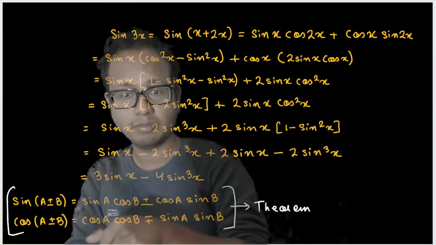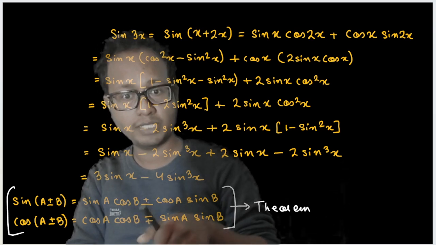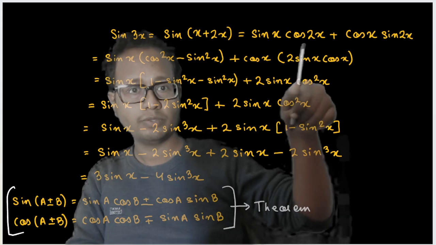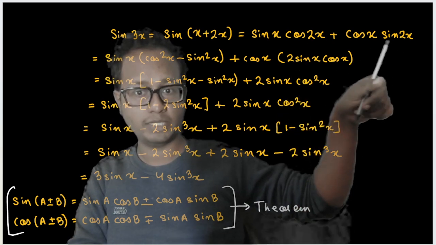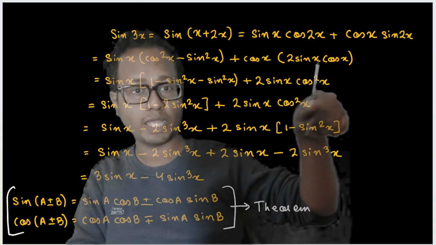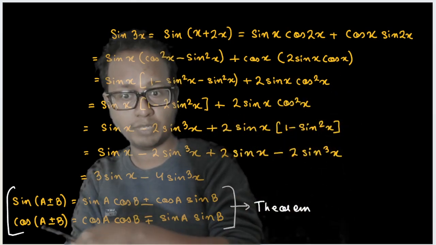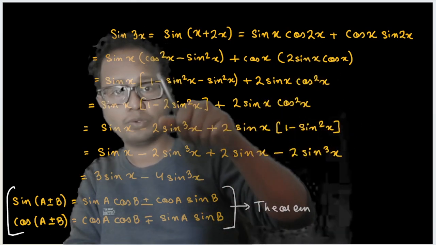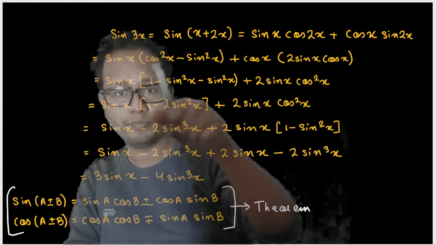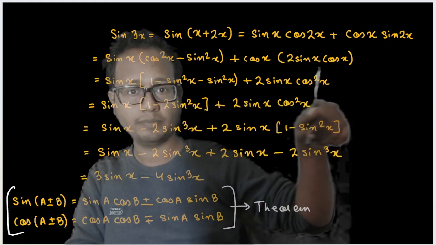sin(x + x) is nothing but sin x cos x plus cos x sin x, which is nothing but 2 sin x cos x. So 2 sin x cos x is nothing but sin 2x. If you use sin(x + x) here, you'll get sin 2x equals 2 sin x cos x. And if you use cos(x + x) here, you'll get cos 2x equals cos square x minus sin square x. Understood? So I replace the cos 2x and sin 2x here.